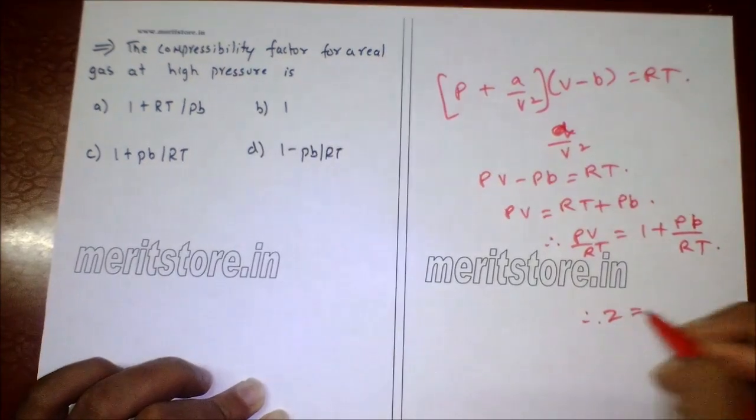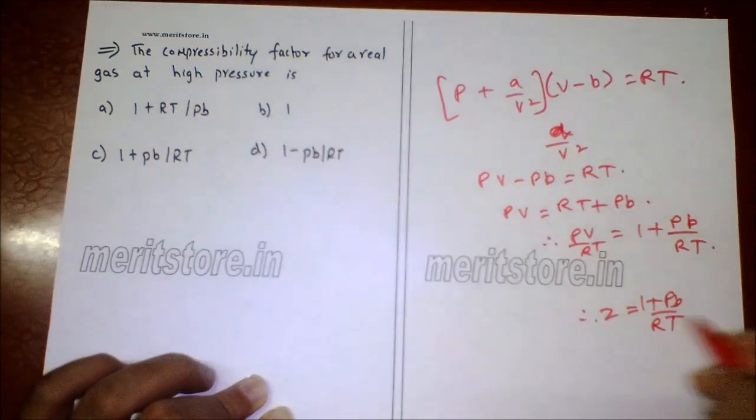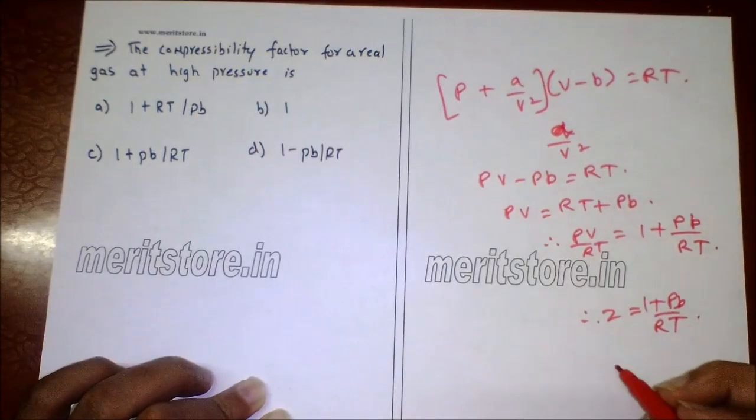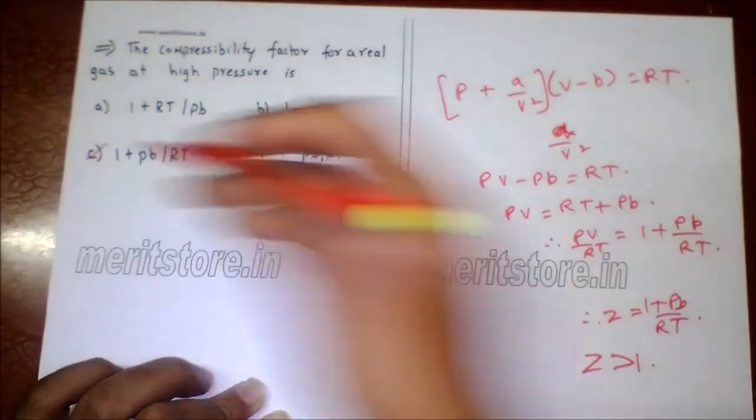Therefore, Z = 1 + Pb/RT. Therefore, Z is greater than 1 at high pressure. So option C is the correct answer.